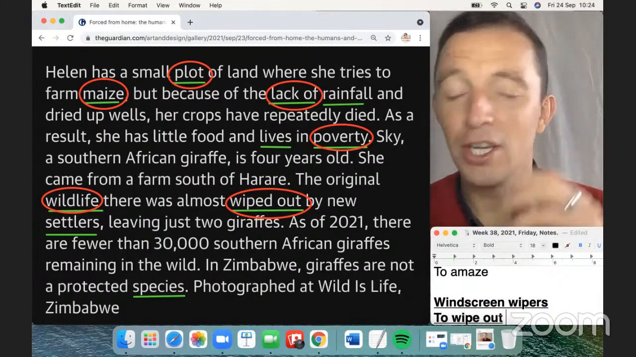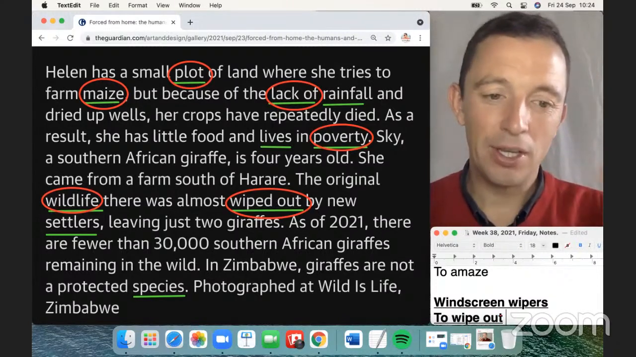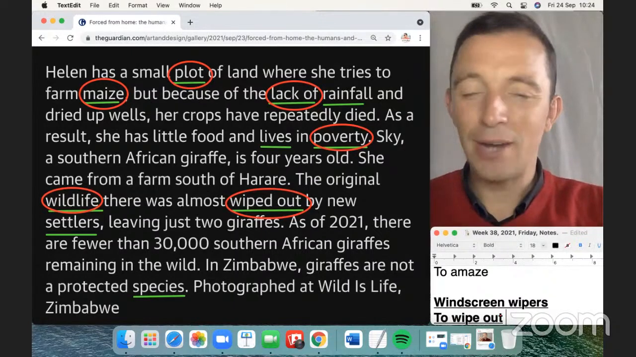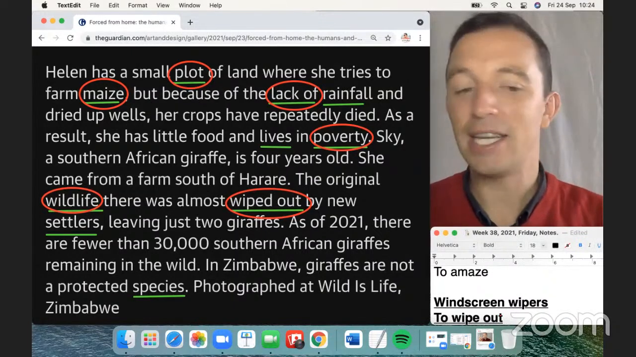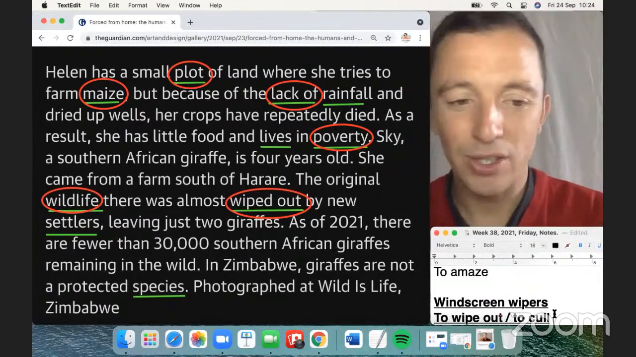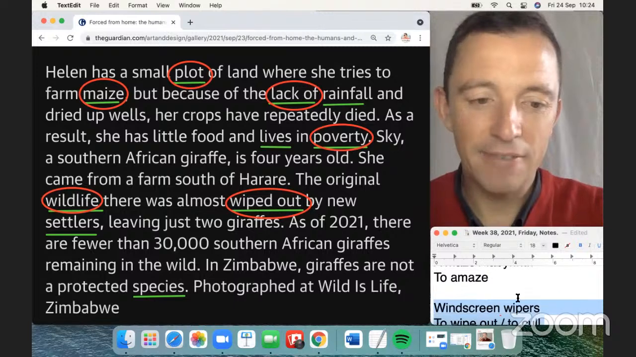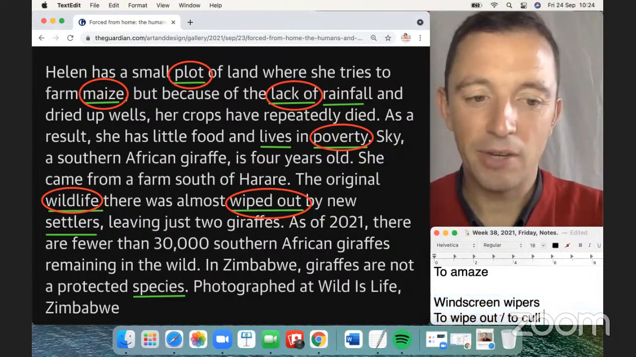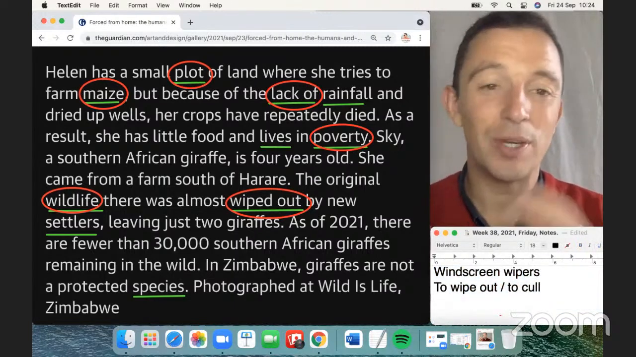But in relation to animals or to people, to wipe the animals out is to kill and eliminate. Very similar to cull. Remember, in the first part we had to cull. So that's very interesting vocabulary as well. To wipe out is to kill.